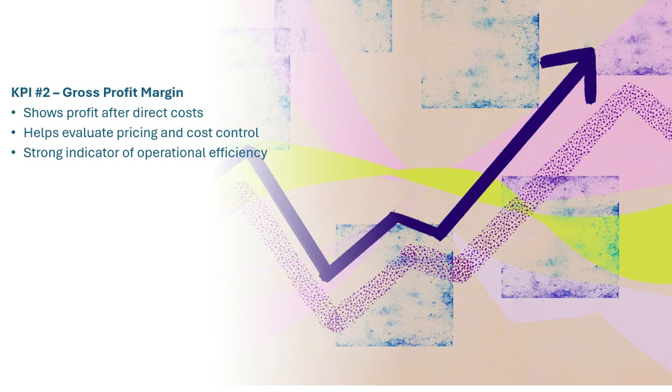Why does this matter? Because if your margins start to shrink, that's a warning sign. It could mean your suppliers' costs are going up, your labor costs are too high, or your pricing is too low. A lot of business owners focus on getting more customers when the real issue is that they're not making enough on each sale. That is why this KPI is huge.